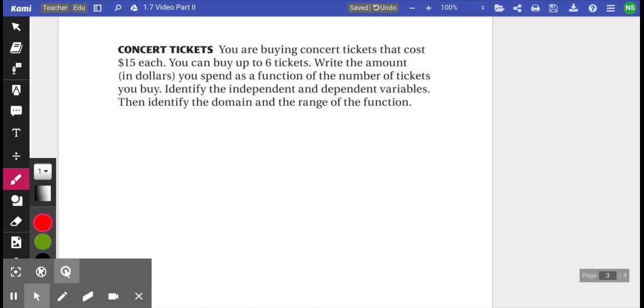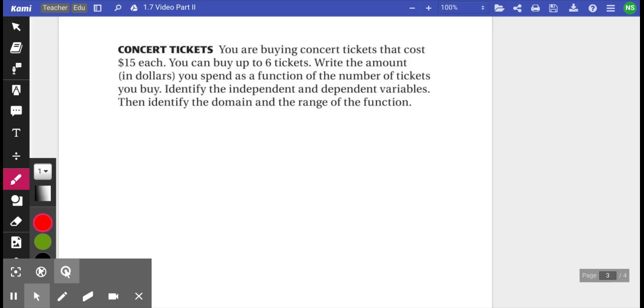You can also write function rules for real-life scenarios. So this one about concert tickets is saying you are buying concert tickets that cost $15 each. You can buy up to 6 tickets. Write the amount in dollars you spend as a function of the number of tickets you buy. Identify the independent and dependent variables, then identify the domain and the range of the function.